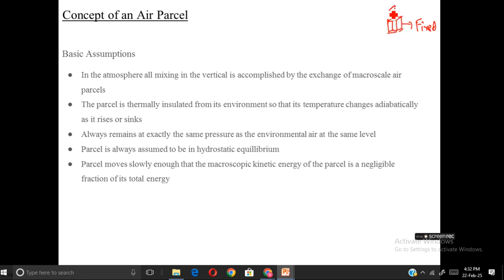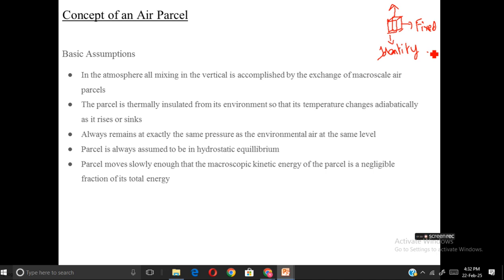Suppose this air parcel is moving vertically in the atmosphere. In the atmosphere, all mixing in the vertical is accomplished by the exchange of macroscale air parcels, which means it doesn't undergo microscopic exchange. The identity of the parcel will be intact. All mixing will be macroscopic, and the parcel will be thermally insulated from its environment, so that as the parcel rises or sinks in the atmosphere, its temperature changes adiabatically.